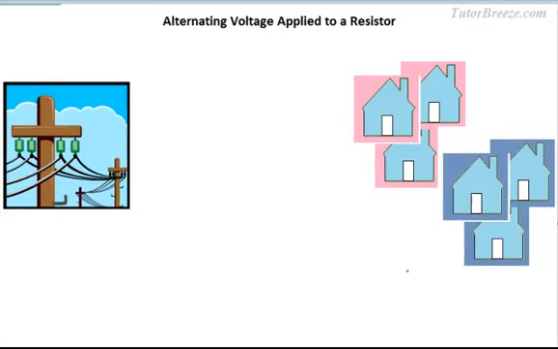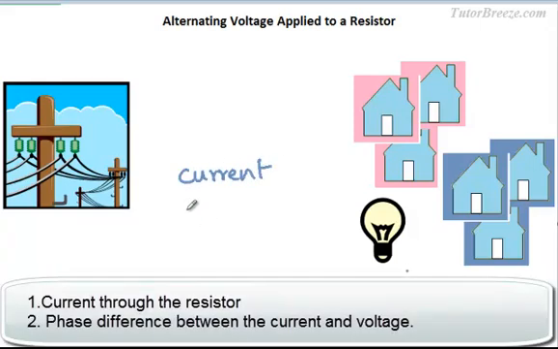The power that reaches our house from the power companies is alternating current, and this is used to light up the light bulb. Now these light bulbs are simple resistors. Let us see, when an alternating voltage is applied to a resistor, what is the current through the resistor and what is the phase difference between the current and the voltage.